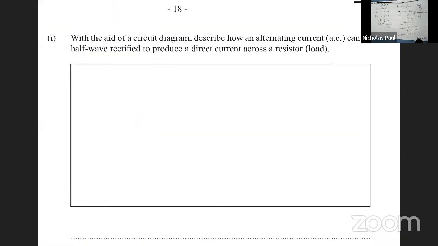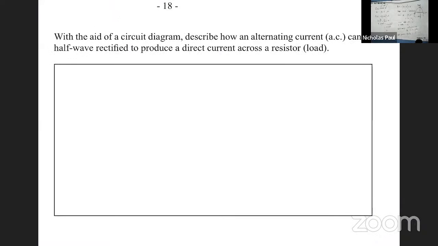With the aid of a circuit diagram, describe how an alternating current can be half-wave rectified. Draw the circuit. It's with the aid of a diagram, so you have to draw a diagram and do an explanation. I showed you a little while ago.